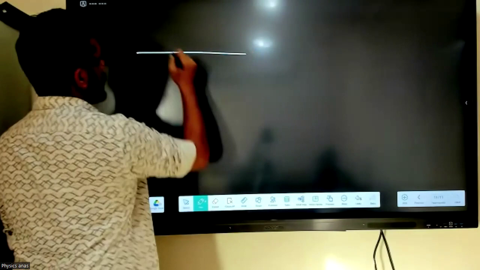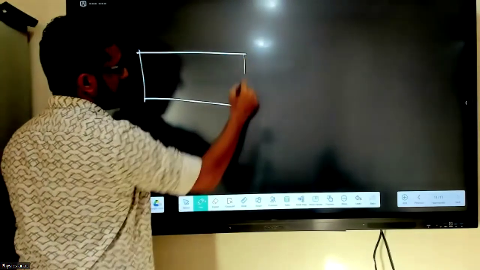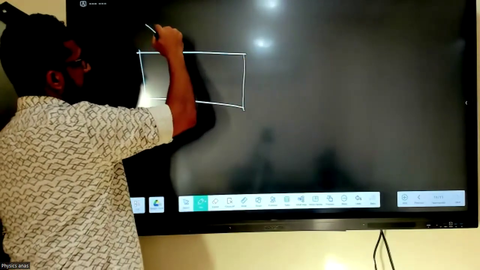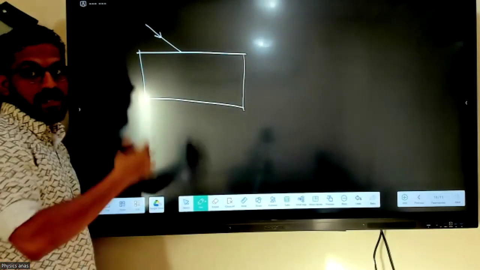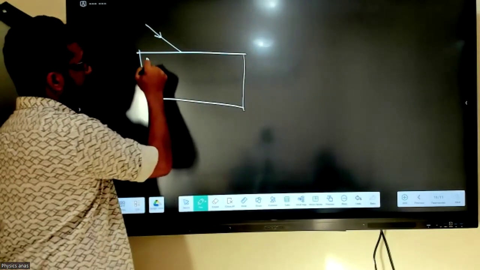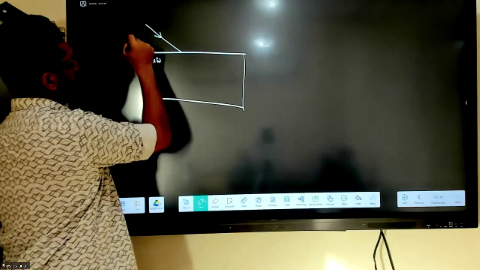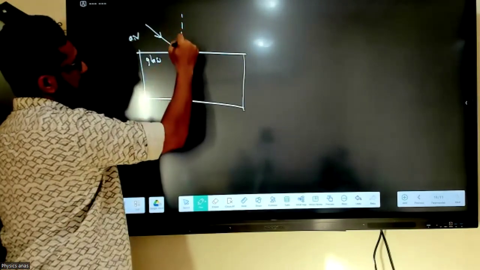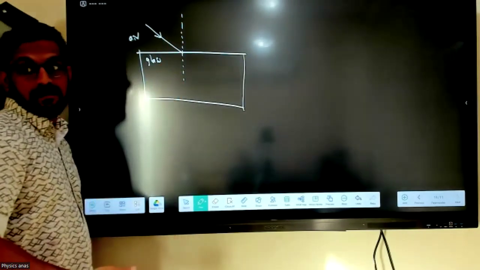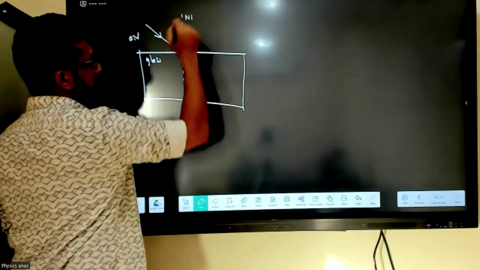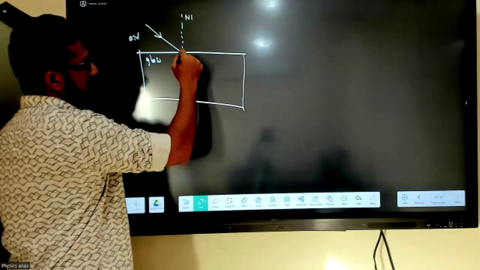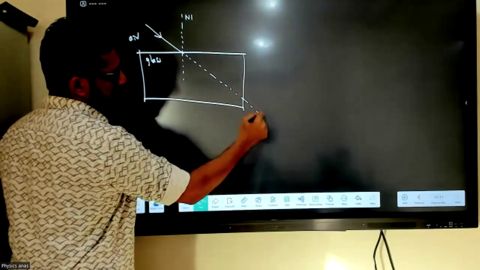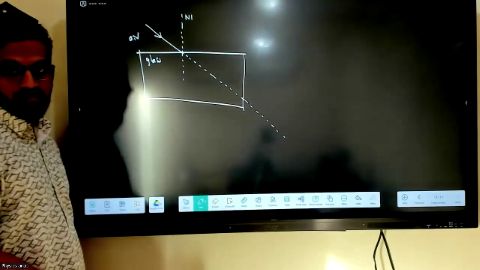Lateral displacement. Yes, this is a glass slab. Light ray will be coming like this, obliquely hitting the glass slab. This is the glass slab, and this is air. You can draw a normal. I'm taking it as N1, and this is the actual path of the light ray.